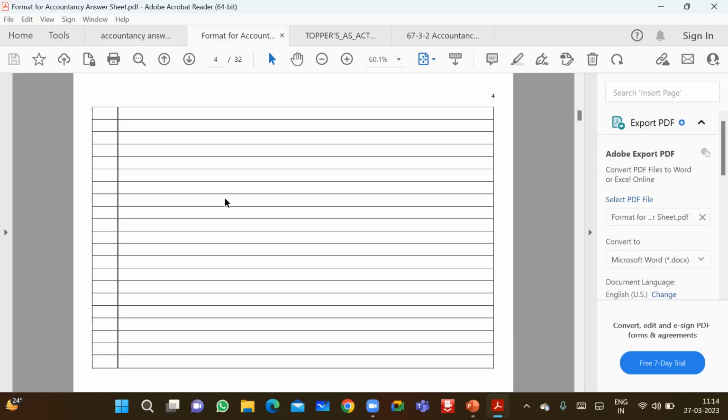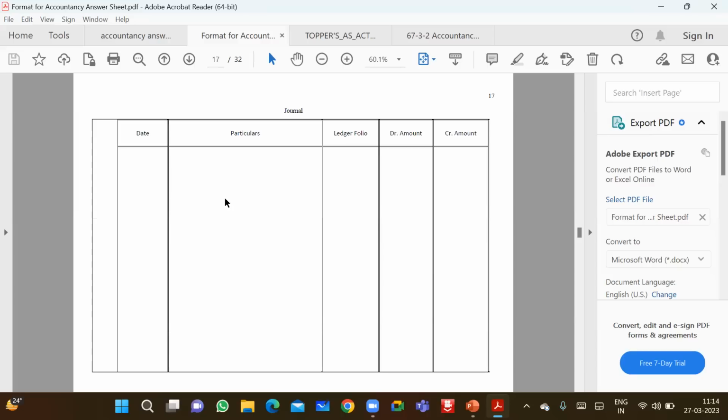So after the rule sheets, now we have a look on the printed answer sheets. You can see that out of 32 sheets, 16 sheets are rule sheets, and from page number 17 onwards, there are printed sheets. On page number 17, you can see it is a general format. 18 is a general format, 19 journal, 20 journal, 21, 22, 23, 24. Up to 24 pages from 17, you have the printed journal.